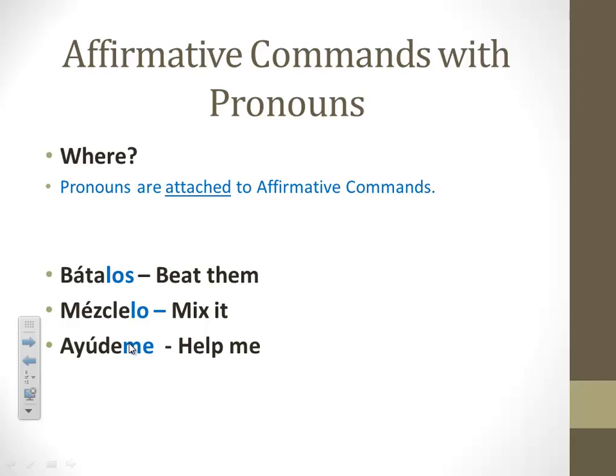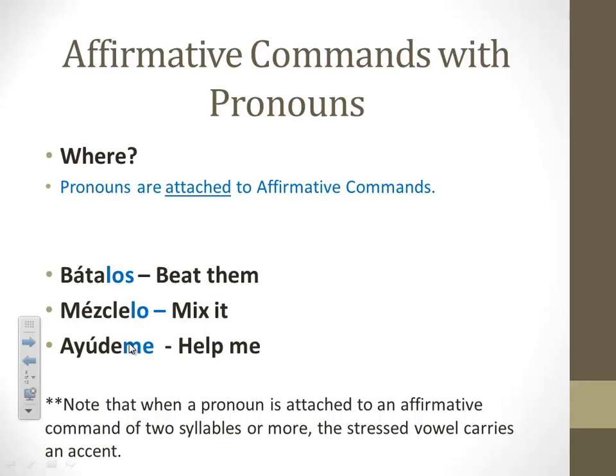Help me, ayúdeme. You'll notice that on all of these, when I'm attaching a pronoun, I'm essentially adding one more syllable to my command. So when I add another syllable, I must accent to keep my original stress. You'll remember that when adding one syllable, you're typically going to accent the 3rd vowel back. 1, 2, 3. That doesn't work 100% of the time, but the majority of your cases, it will be the 3rd vowel from the end. Okay? What happens if you have a negative command with a pronoun?